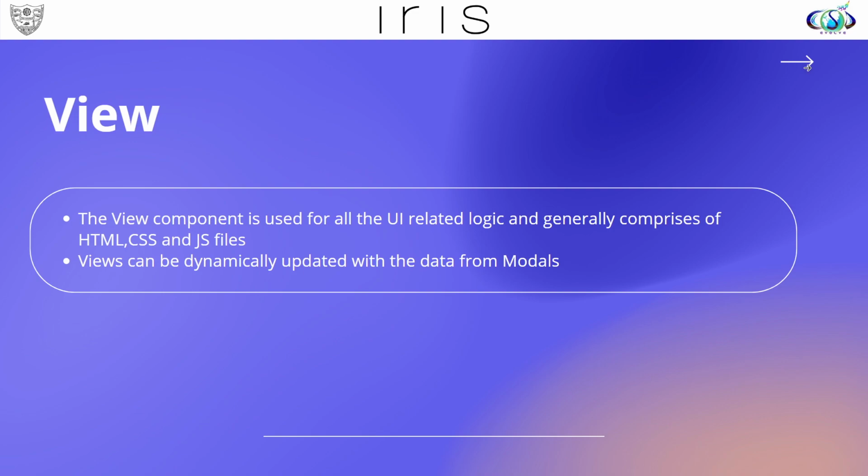View. The view component is responsible for all the UI related logic and generally comprises of HTML, CSS, and JavaScript files. We can also use CSS frameworks such as Bootstrap and Tailwind CSS in the views component. Views can also be dynamically updated with the data from models. This is where the controller plays its part.